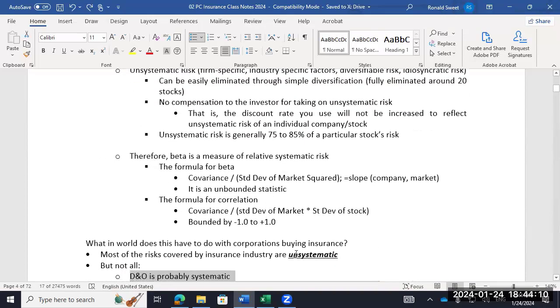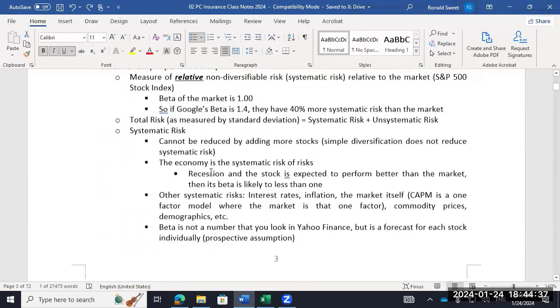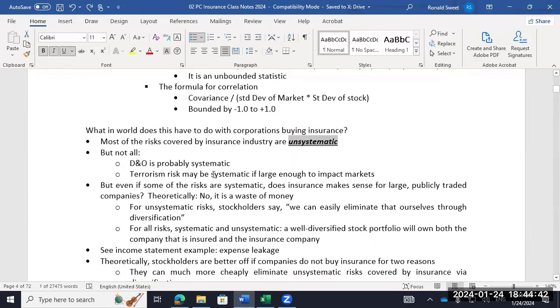What do we say about unsystematic risk? The market's already eliminated it. And how much did it cost us to eliminate it? Almost nothing. All right, so here's the question. How much should management spend to eliminate a risk the stockholders have already eliminated for free? Zero. That would be the theory. So go back to the question. Should corporations buy insurance? What does CAPM say? The theory says no. Why would you spend money on something that's already been taken care of for free?